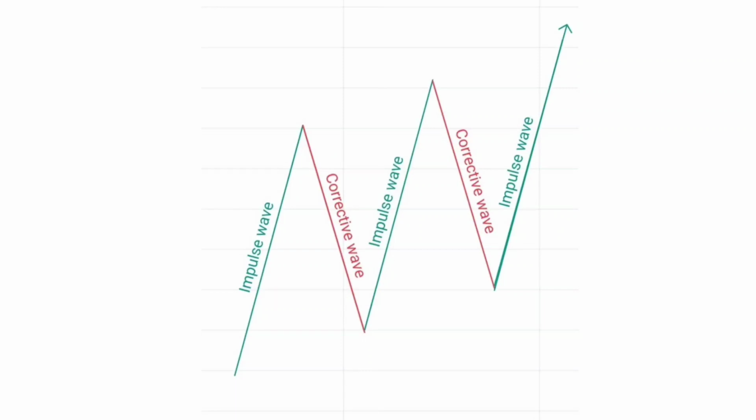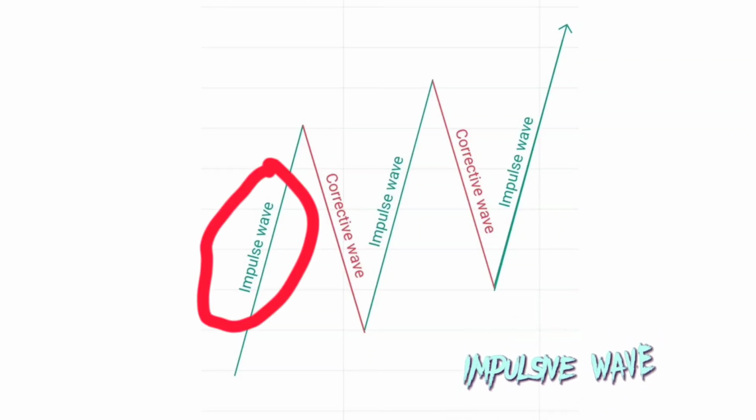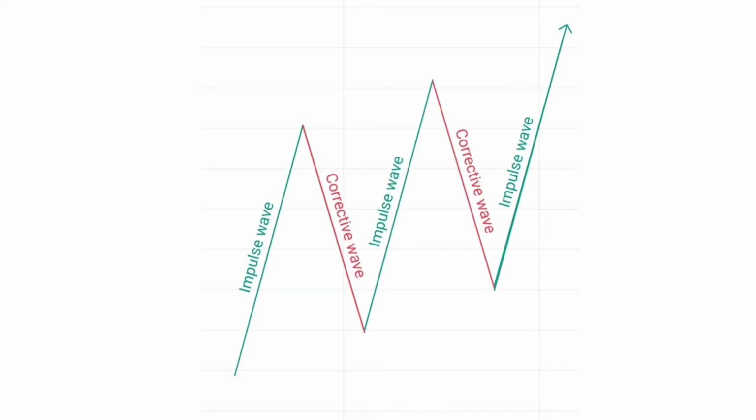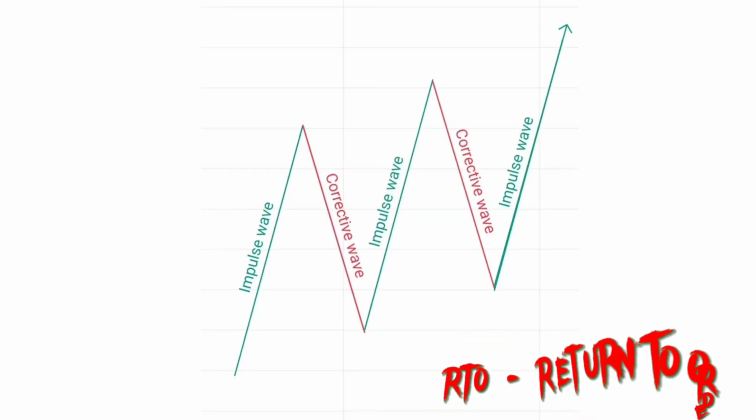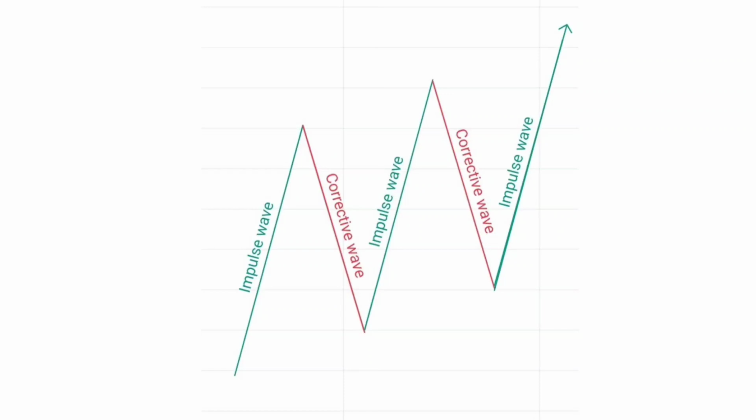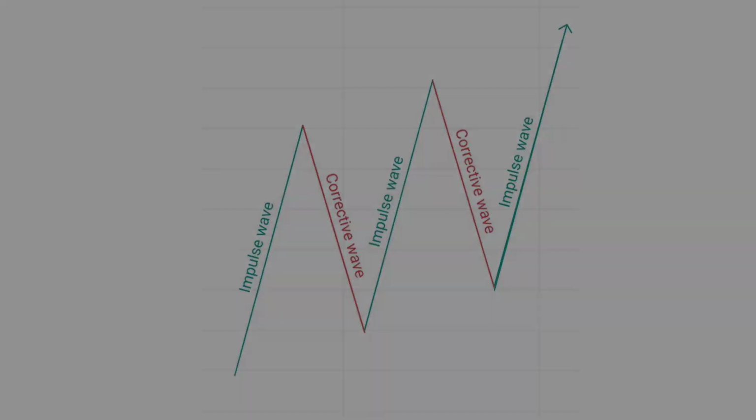So basically, we have two types of waves in the bullish trend and also the bearish trend, as we would see later. The main wave that moves in the direction of the trend is called the impulse wave or the impulsive wave, while the wave that moves opposite to the trend is called the corrective wave, also called the retracement, or some would also call it RTO, which is return to order. These are the various names we give to this corrective wave.